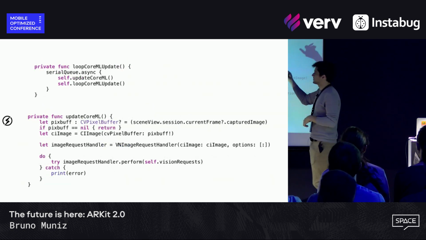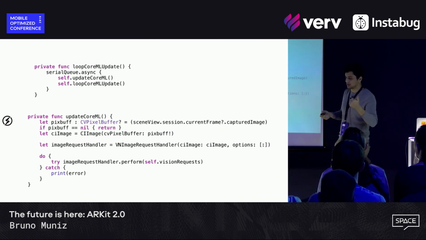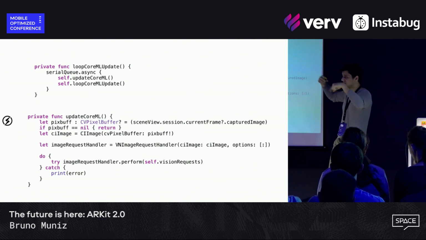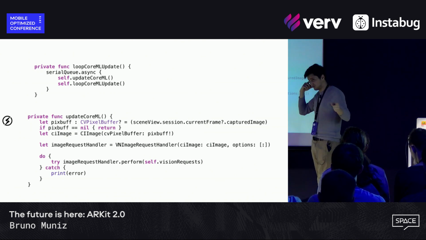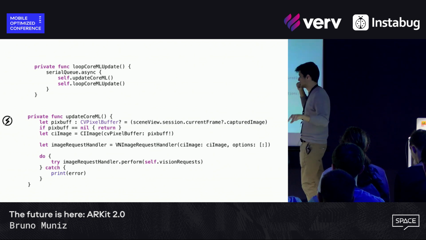Now, the loop function basically is calling on my serial queue to update the Core ML. So basically checking if the hand is open or hand is closed, and then calling the same method again forever. This is awful. This is horrible. If you do this at your work, your boss is going to fire you. And don't tell anyone that I told you to do this.